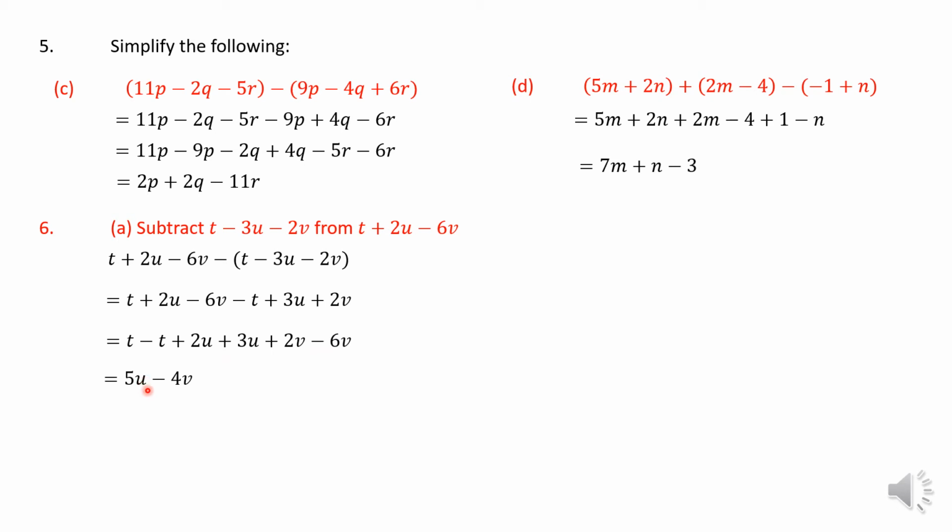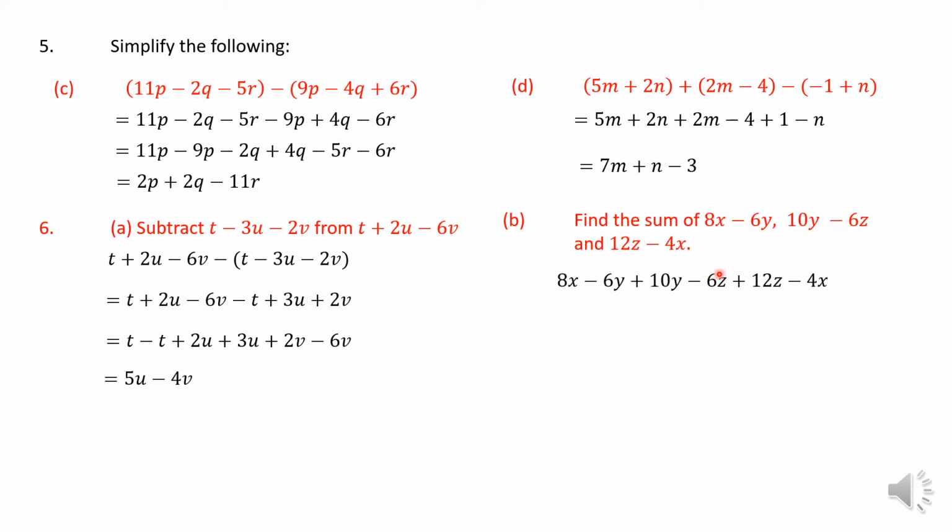So the final answer is 5u minus 4v. The t's cancel out, obviously. Right, now here they are supposed to find the sum of 8x minus 6y, that's one term, or two terms, 10y minus 6z, and 12z minus 4x. Since I must find the sum, nothing will change in terms of the sign.